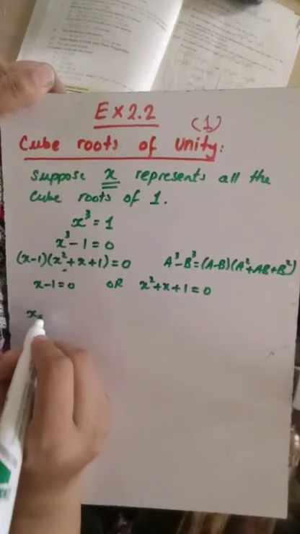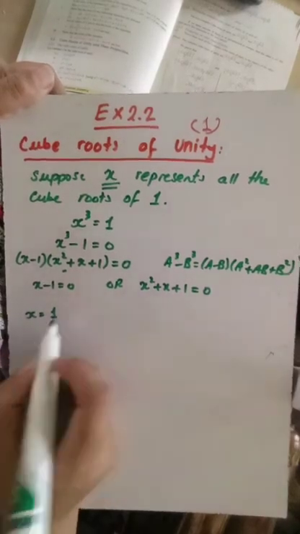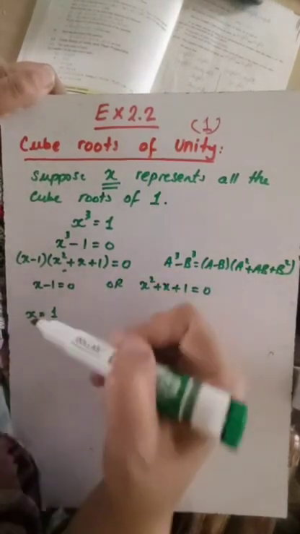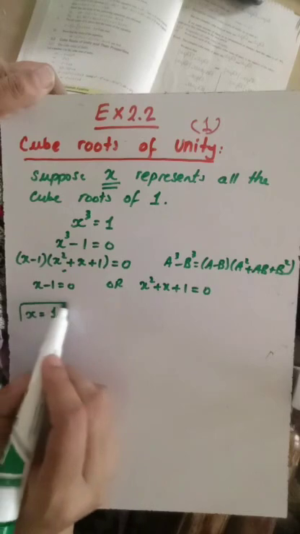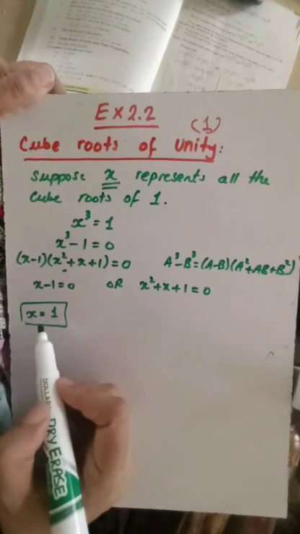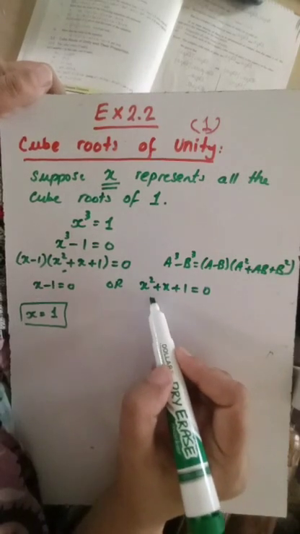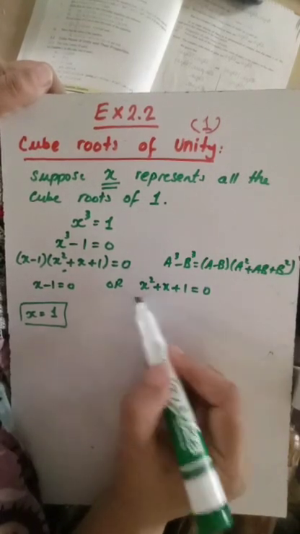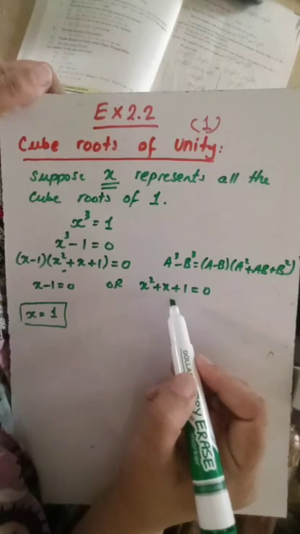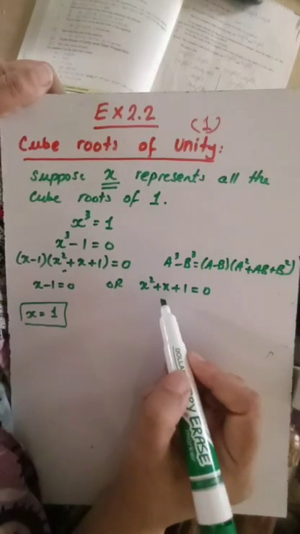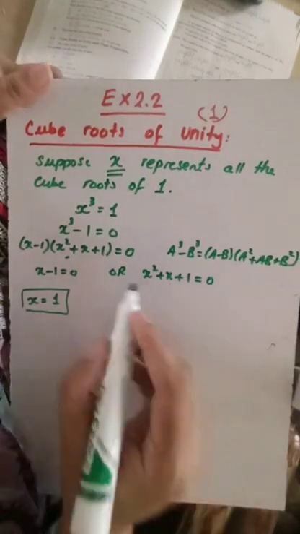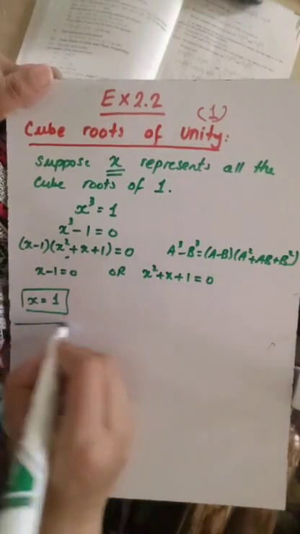Solving this equation, x will have the value of 1, which we already know in the set of real numbers. 1 cube is equal to 1, so 1 is one cube root, and from the other factor we are going to get two roots. We know that this is a quadratic equation, so it will have two roots, which means we will have two more numbers whose cube will give us 1. Let us see and calculate what these numbers are.